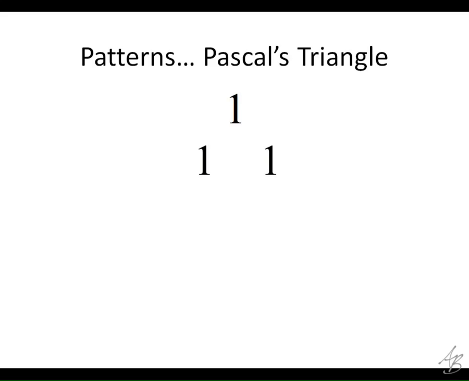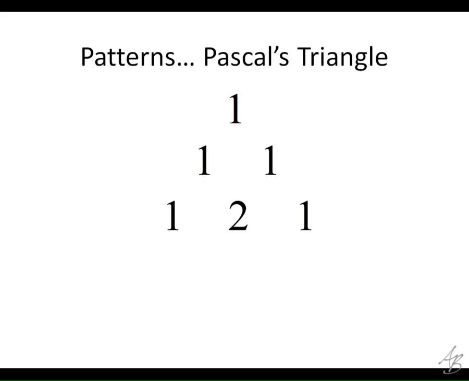The next row has 3 numbers. It's going to start and end with a 1, but we have to figure out what's going to go in the middle here. And this is where the rule for Pascal's triangle comes in. To get this number, in this spot, we're going to take the 2 numbers above it and add them together. So this number here, we're going to take 1 plus 1 and we get 2. And it goes there. All right, so that's the third row of Pascal's triangle.